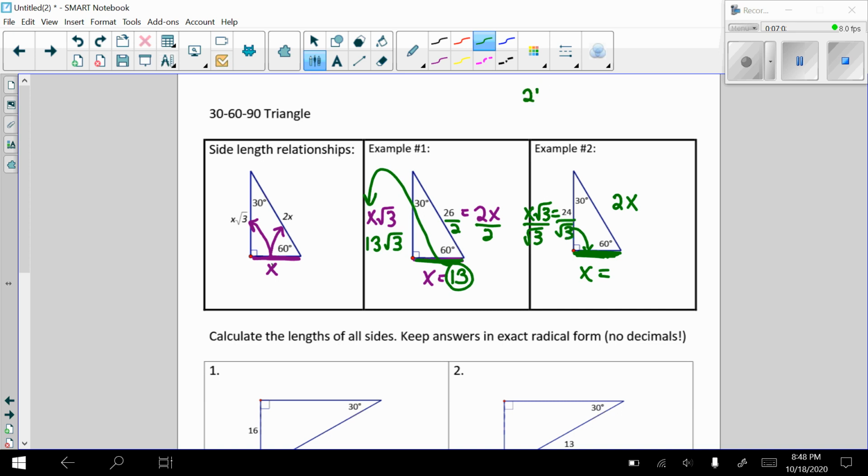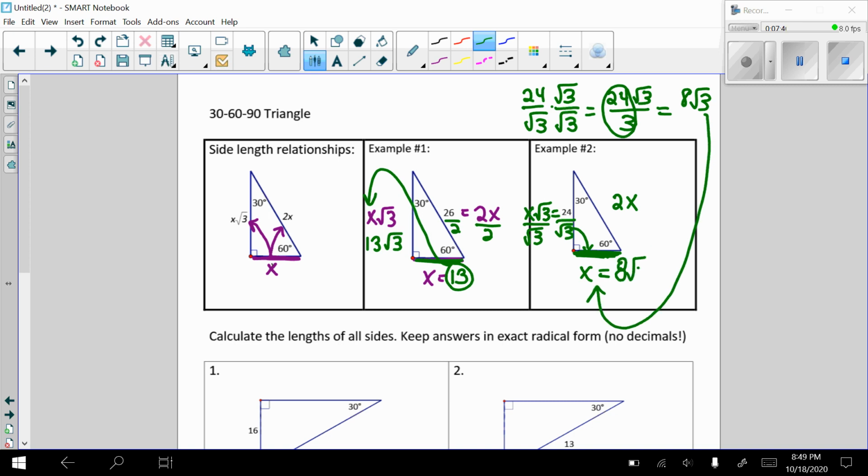So I'm going to write that up here. I'm sort of out of room down there. 24 over root 3. Well, just like in the previous problem, we're not allowed to have an answer with a radical in the denominator. So we will rationalize by creating a perfect square in the denominator. And what we get is 24 root 3 over 3. Now you have to ask yourself, can 24 and 3 both be divided by the same number? And of course the answer is yes, they're both divisible by 3. So we clean this answer up and we find that x is actually going to be equal to 8 root 3.